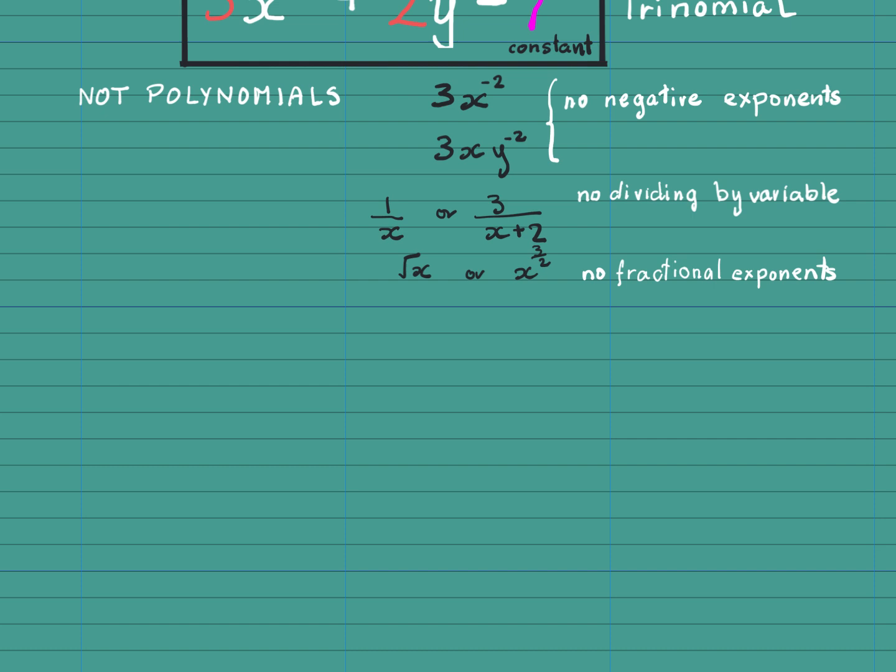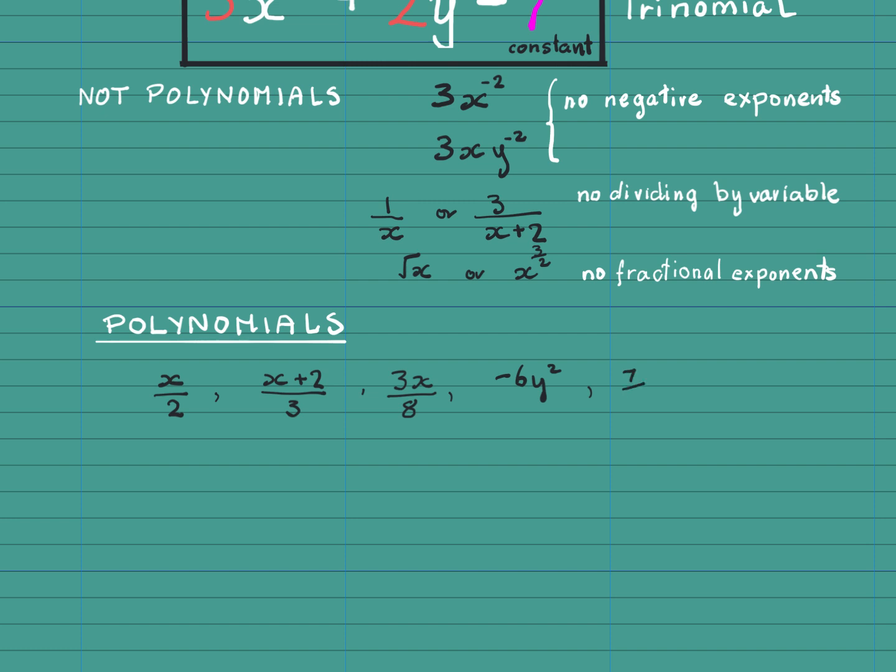So let's see if you can actually recognize polynomials. You saw that 1 over x, or 3 over x plus 2, is not a polynomial because we can't divide by a variable. But what we can do is divide by a constant. So x over 2 is a polynomial. x plus 2 over 3 is also a polynomial. That's allowed. And so is 3x over 8. That's allowed too. Minus 6y squared is allowed.